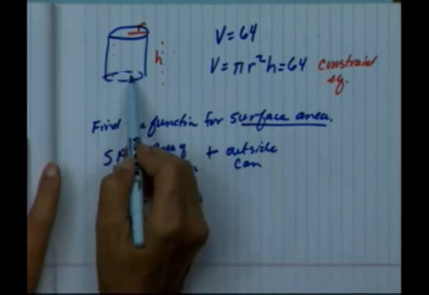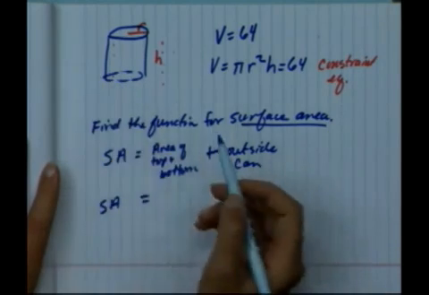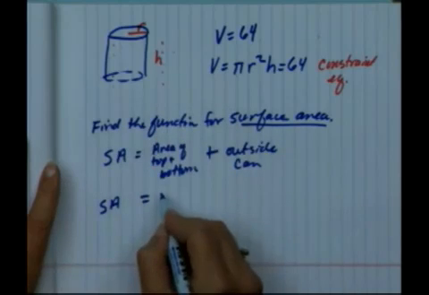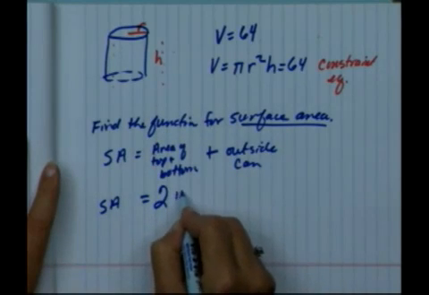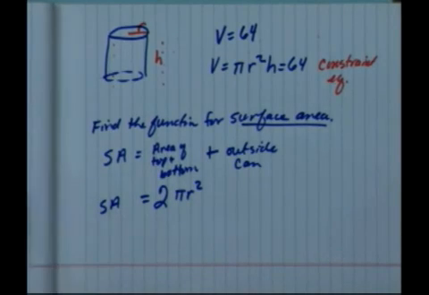So the area of the bottom of my can is what? Pi r squared, and I got two of those. So we'll have 2 times pi r squared. Everybody see where the 2 came from? Pi r squared is the bottom, pi r squared is the top. 2 of those, 2 pi r squared.